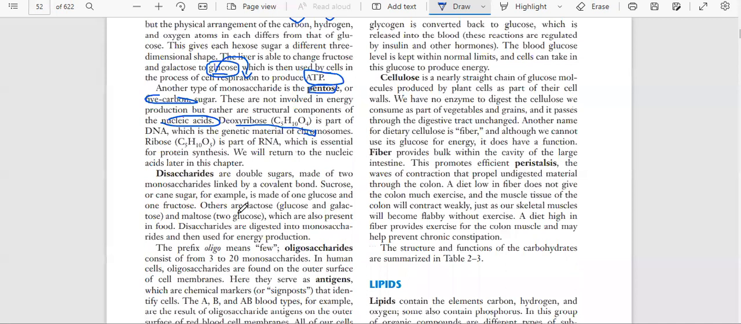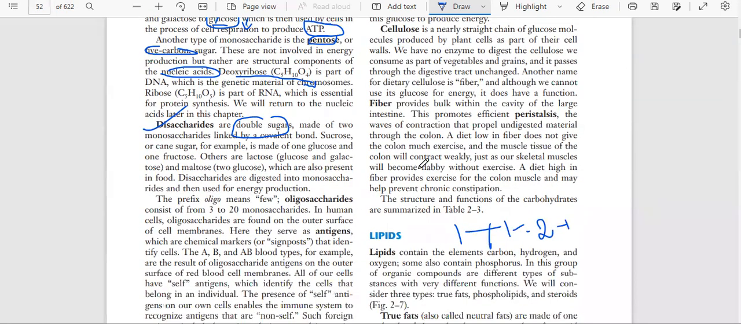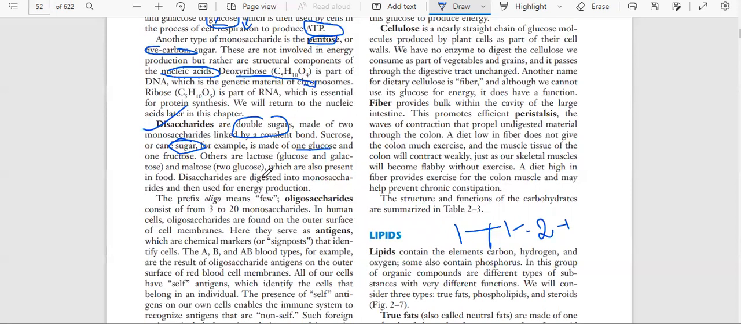Okay, next we have disaccharides. Disaccharides mean double sugars made up of 2 monosaccharides. It means 1 monosaccharide plus 1 monosaccharide is equal to a disaccharide. Sucrose or cane sugar, for example. What is the example of a disaccharide? Sugar cane has one glucose and one fructose. So these are the things which are present in the food.